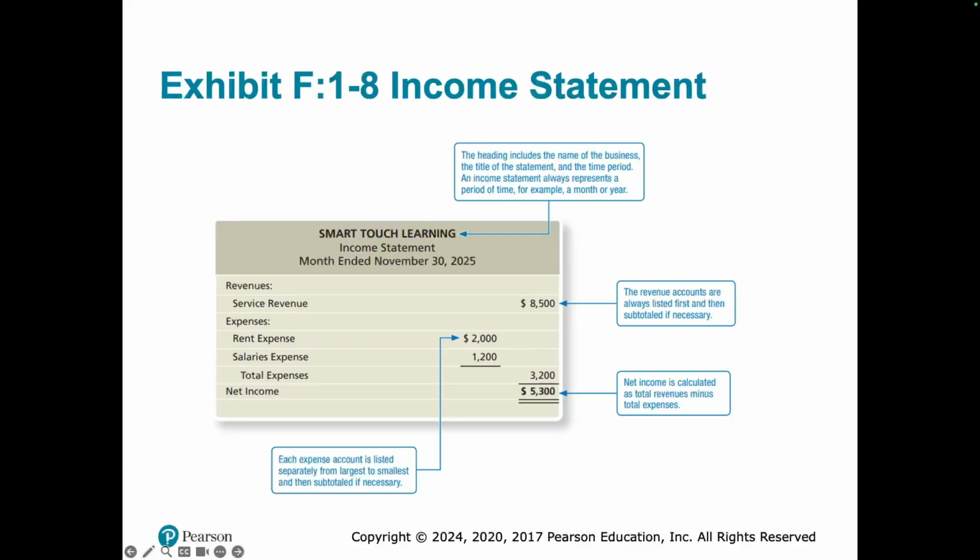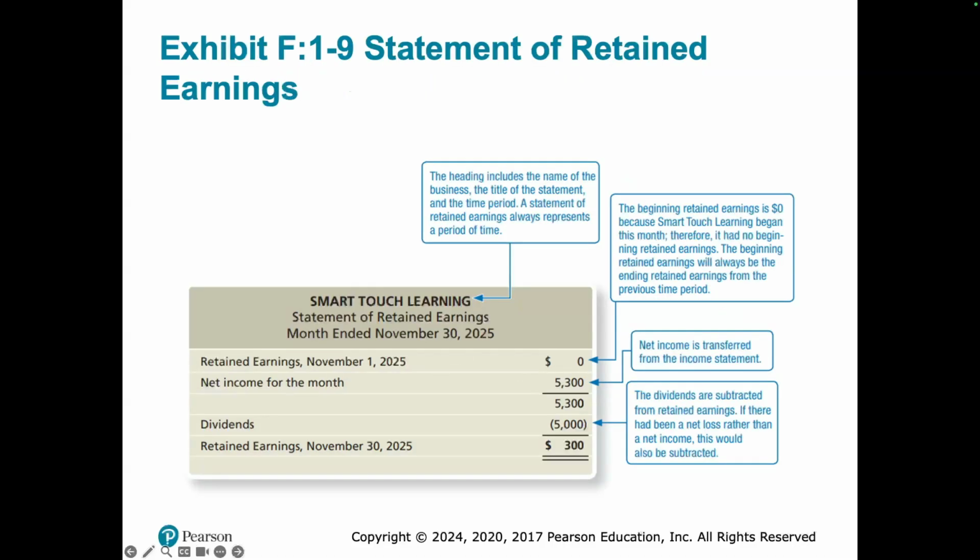So we take our subtotals of rent expense and salary expense, get our total expenses, and then we see that we generated net income. On the statement of retained earnings, the first thing is the same with our title. We have the name of the company, the name of the statement, and then we have for the month ended November. So this is a time period statement.